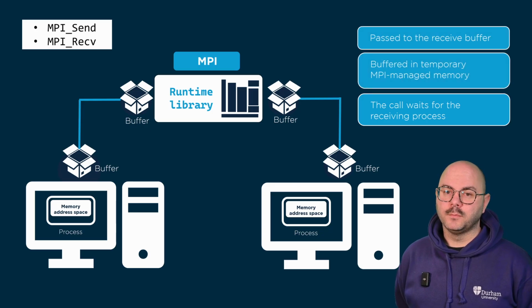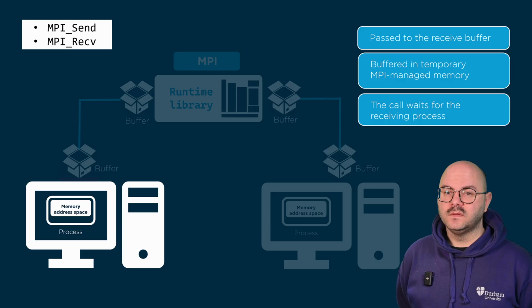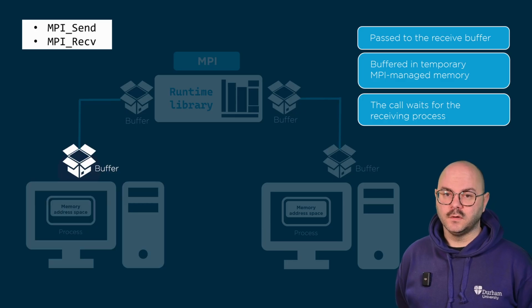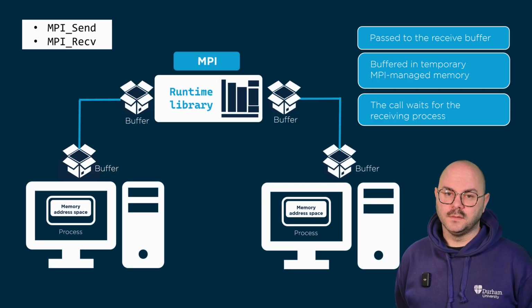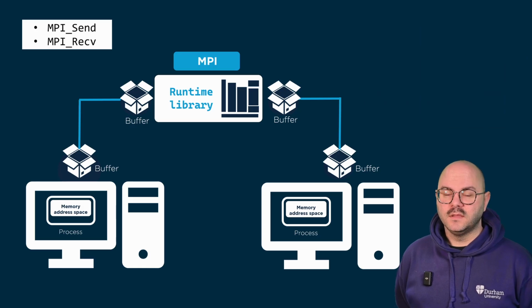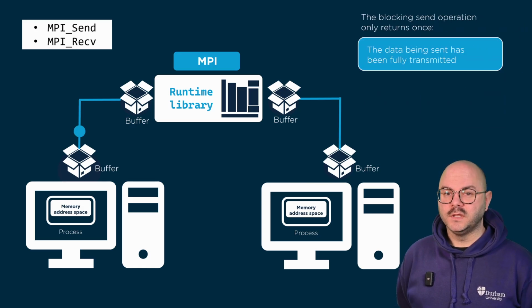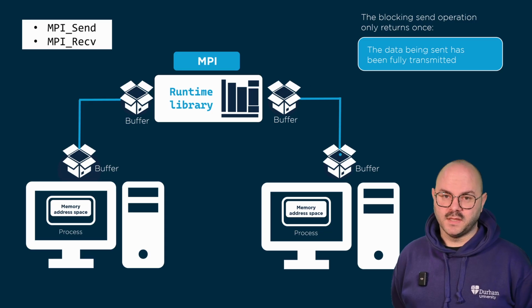The blocking send operation only returns once the sender is allowed to reuse the buffer without affecting the integrity of the MPI communication. The data being sent has either been fully transmitted or safely stored by the MPI system.